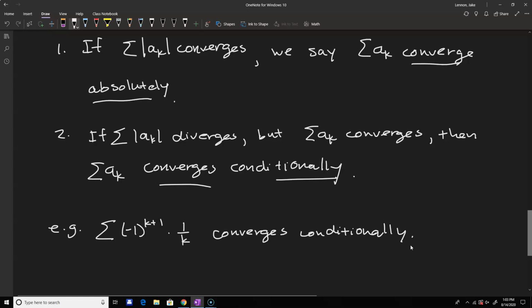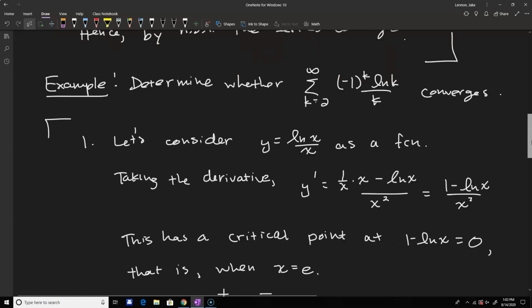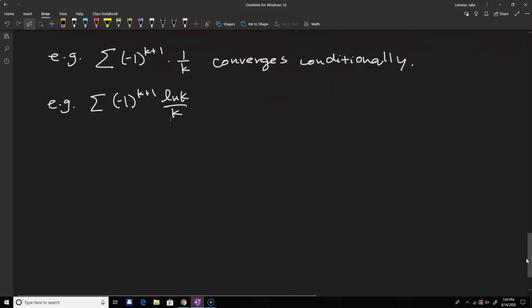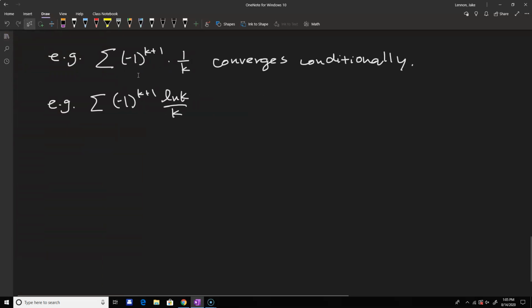And then the second one we looked at converged, but if you looked at the absolute value of the terms, what did we have? -1 to the k plus 1, natural log of k over k. Well, it turns out that natural log of k over k. So actually, sorry, let me hide that. So the one we did was -1 to the k plus 1 natural log of k over k.